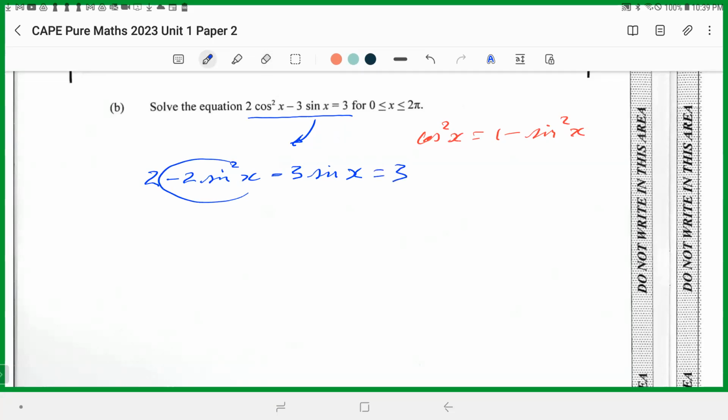I want my square term to be positive, so I'm going to transpose everything over onto that side to get my square term positive. So when this goes over that side, it becomes a positive 2. So it becomes 2 sine squared x. This goes over there and becomes positive as well. It becomes plus 3 sine x. What happens now is that this 2, when it goes over there, it subtracts from the 3 and gives me 1. I'm going to get a plus 1.